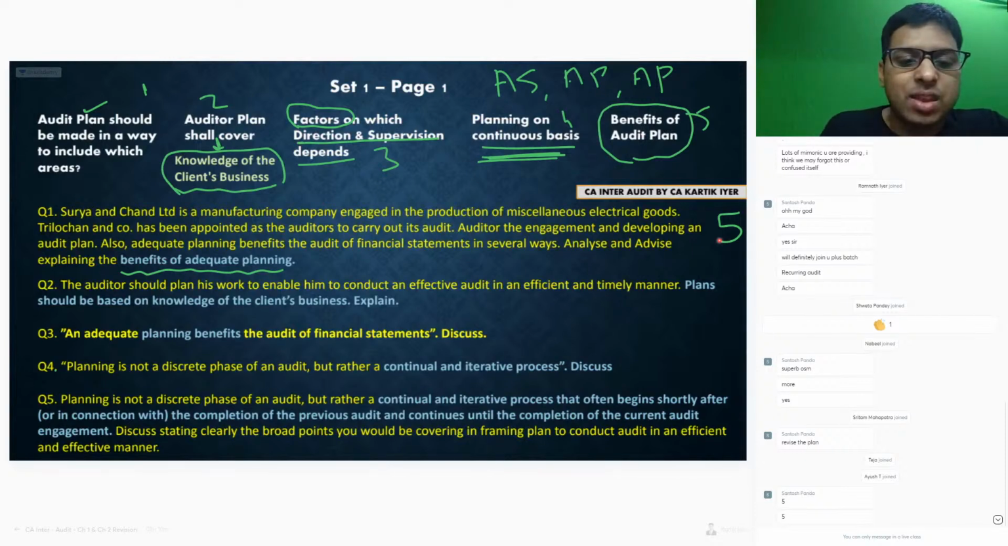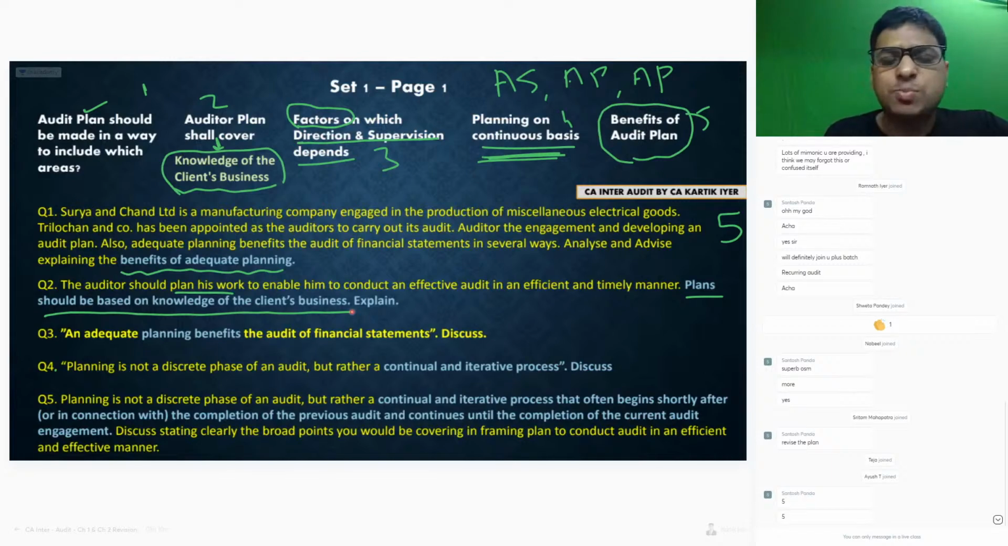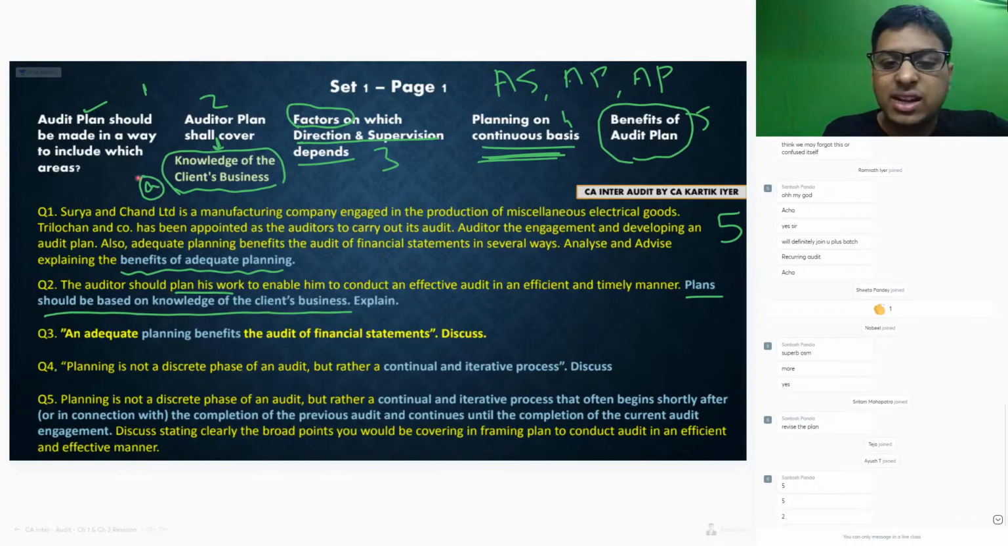Next is, see this. The auditor should plan his work to enable him to conduct an effective audit in an efficient and timely manner. Plans should be based on knowledge of the client's business. Which part is this? Correct. It is part of 2.